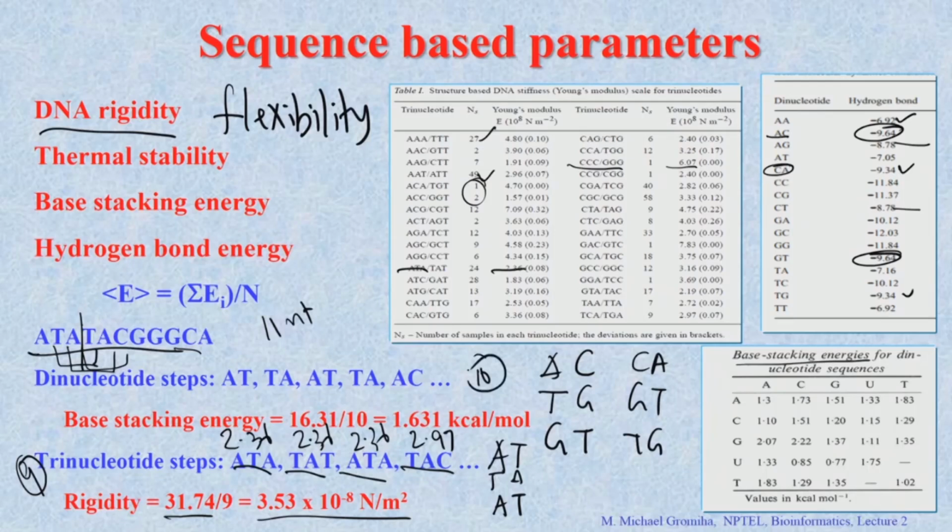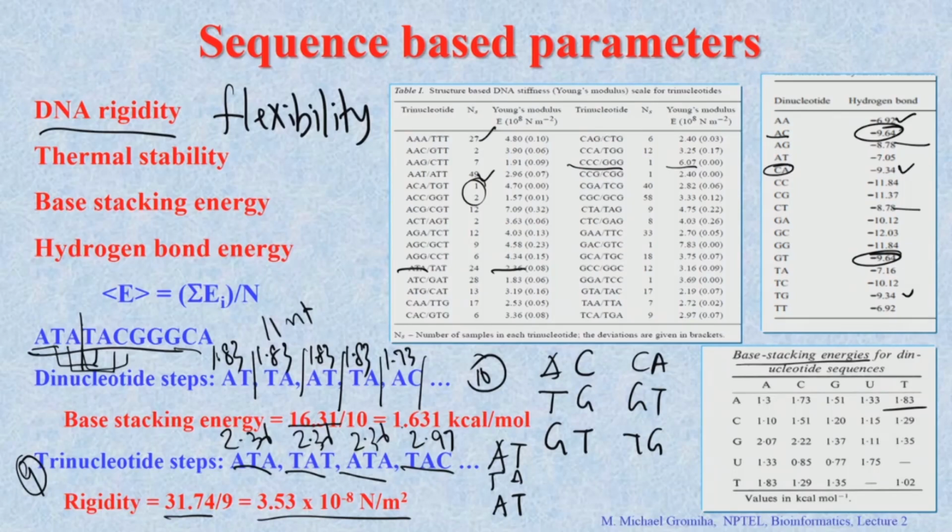Now, how to classify: AT, then TA, then AT, TA, AC, and so on. What is the value for AT? 1.83. TA is 1.83, AT 1.83, TA 1.83, and AC is 1.73. So add up all the values, which will come to 16.31, divided by this N minus 1. So there will be 10 dinucleotides.